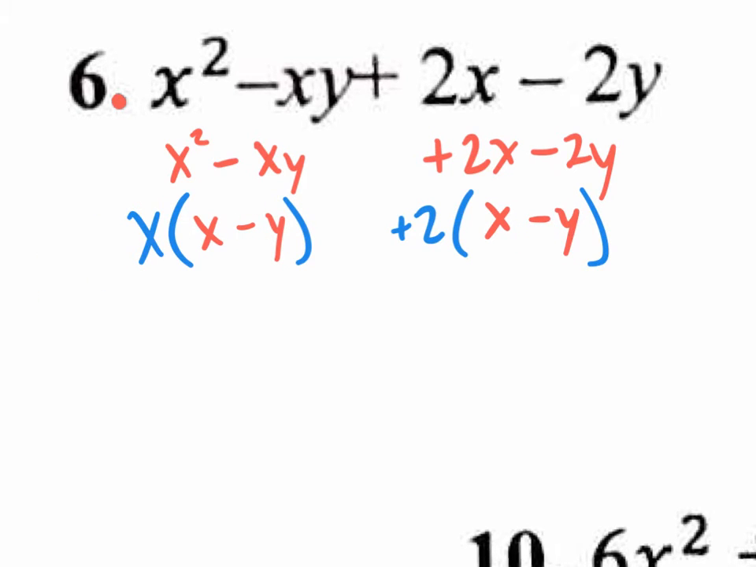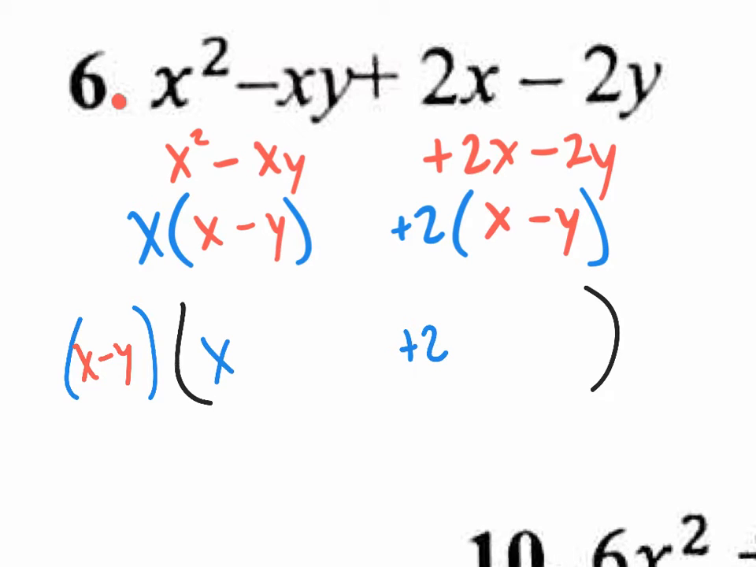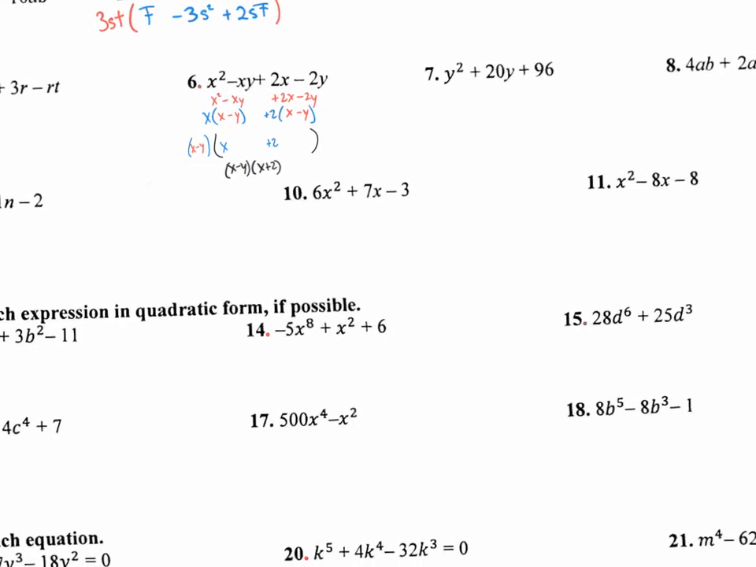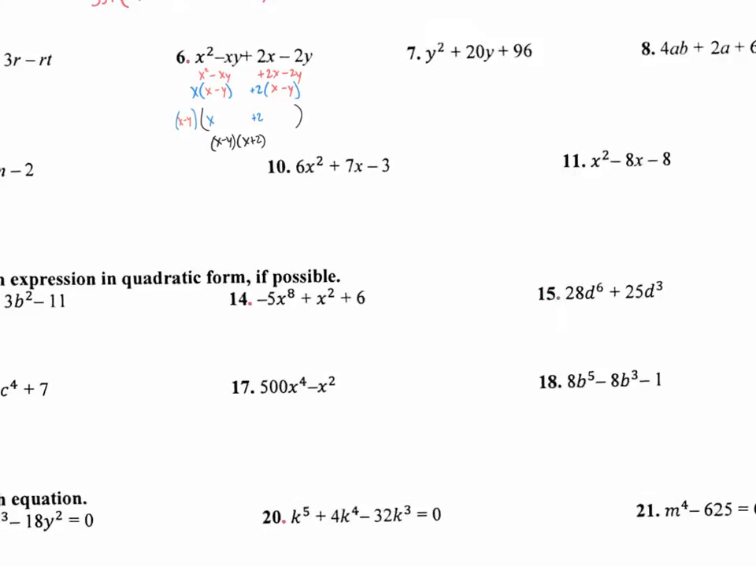So we're going to factor out that common binomial. I want to write that common binomial x minus y out here. I want to exaggerate some parentheses, and the x comes down and the plus 2 comes down. Final factored form is x minus y, with the correct size parentheses, x plus 2. That's just a review of chapter 3, factoring by grouping. I think you guys will be able to handle number 8 the same way.